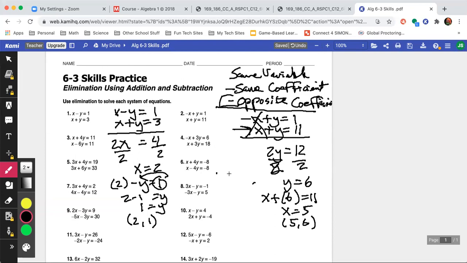And so that's a quick and easy way of how addition works, is that you find the variable that has the opposite coefficients of each other. Like in number 4, which I'm not going to do, but just to point it out, you could do addition because you have negative x and positive x. So you could add those up and then you can solve for it.